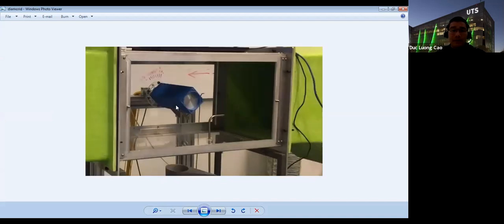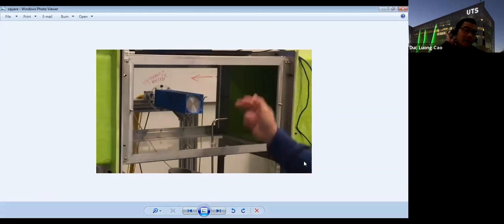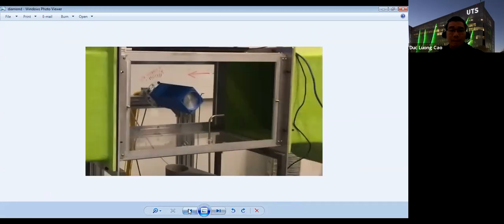This one is for a circle, the first object. The second one is the square. We use the second object to cover the cylinder, and now we have a square. This one is a diamond. Use the same object, but we change the direction. We change the direction, and we will have the diamond.